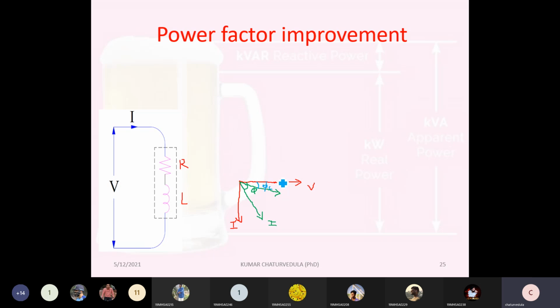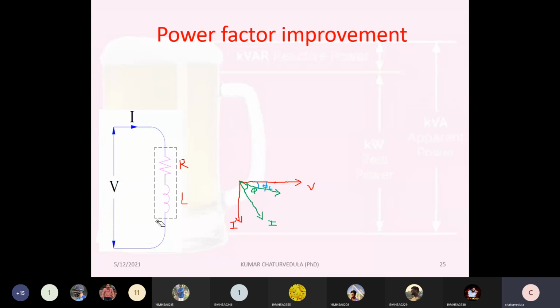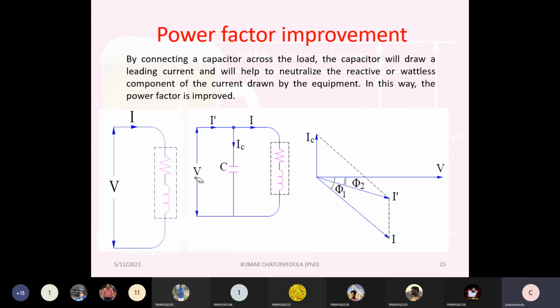So now we are going to place a capacitor in such a way that this angle is reduced. When the angle is reduced, automatically cos phi will be improved. So that is the theory we have already seen. Now I will show you the diagram. Now a capacitor is placed here.